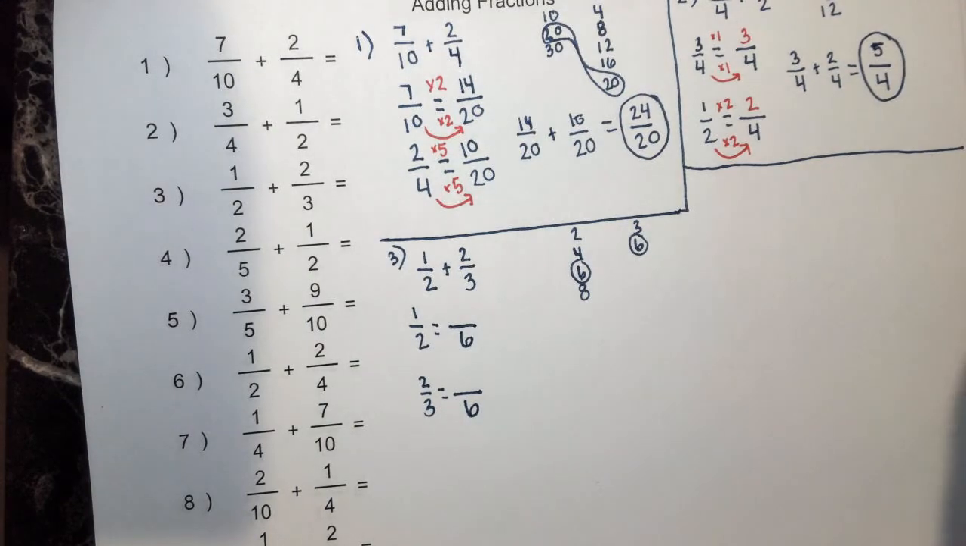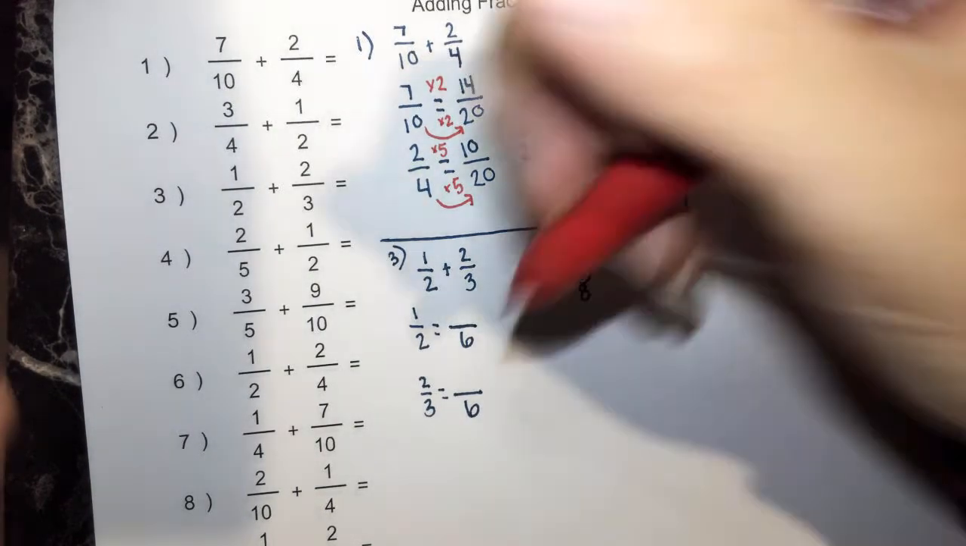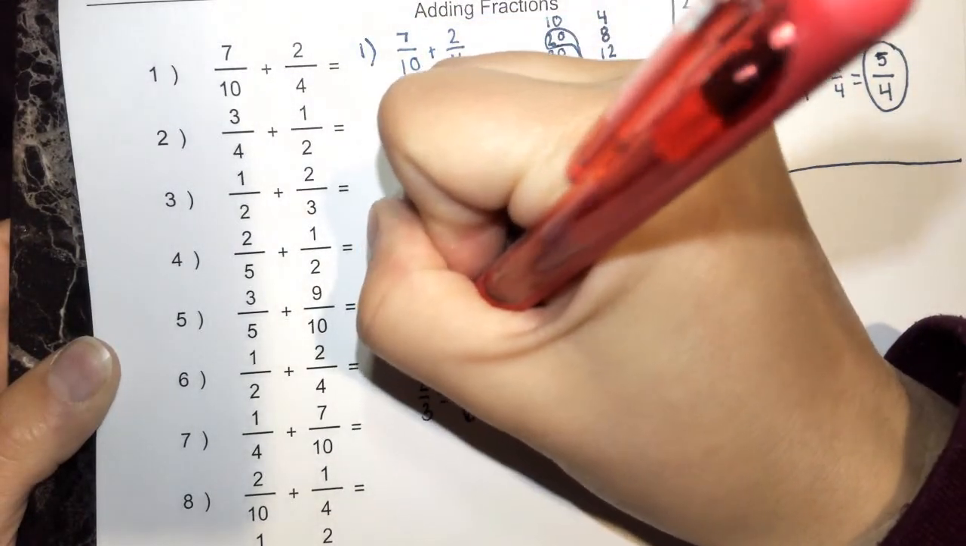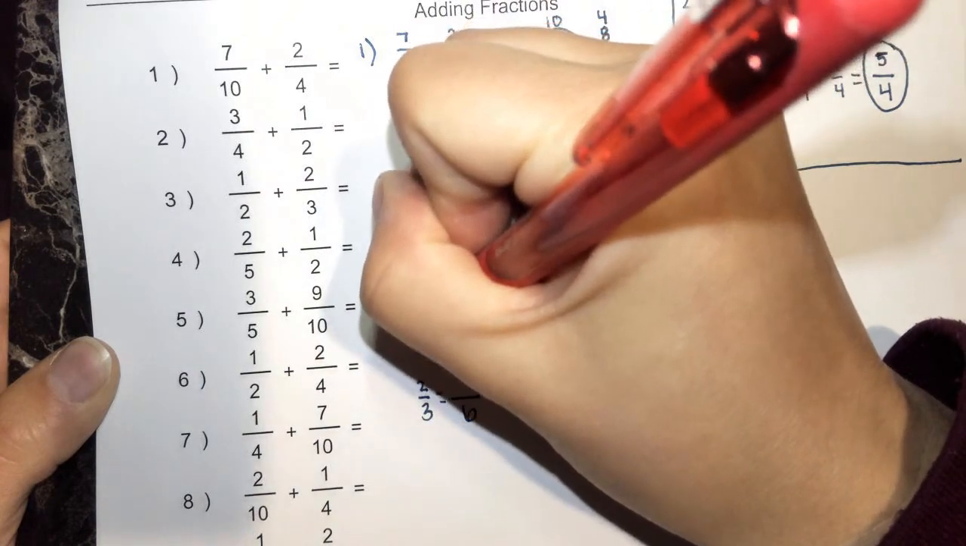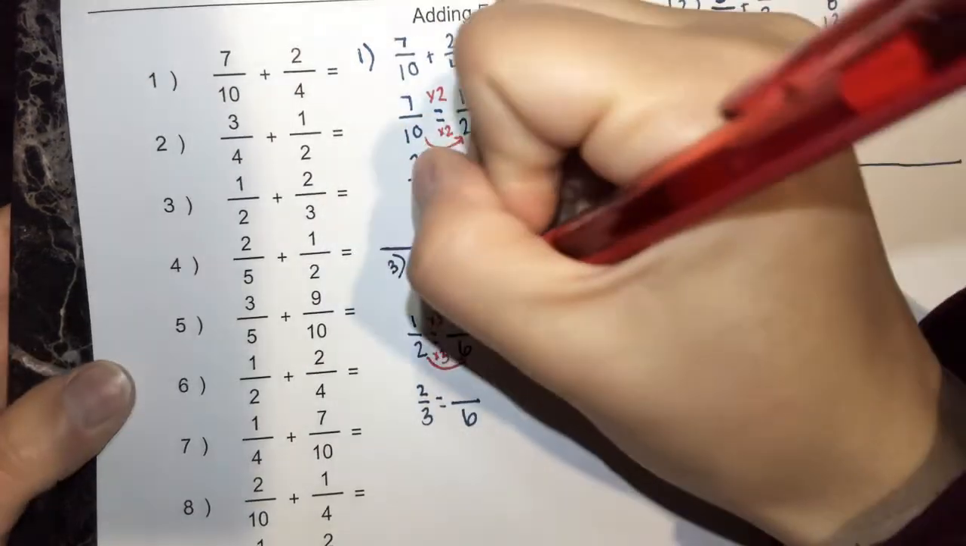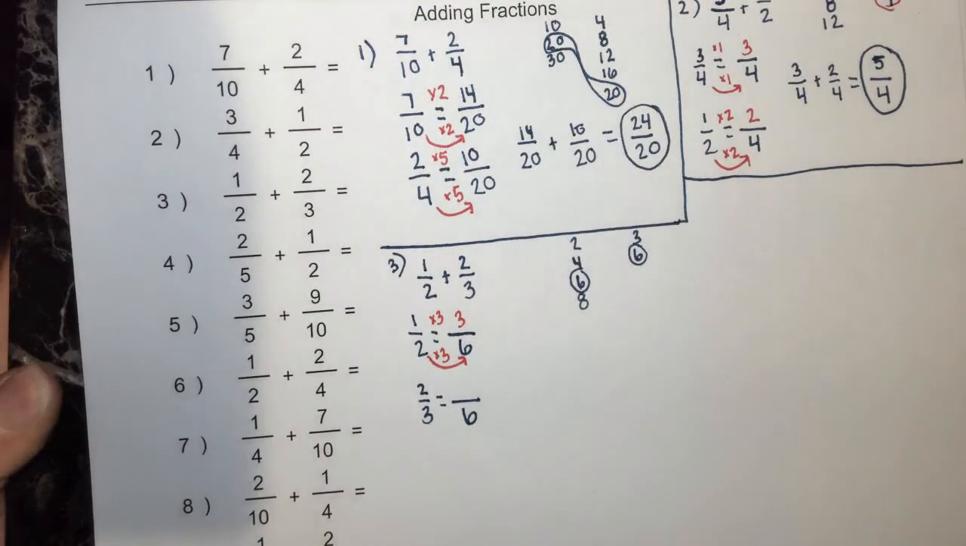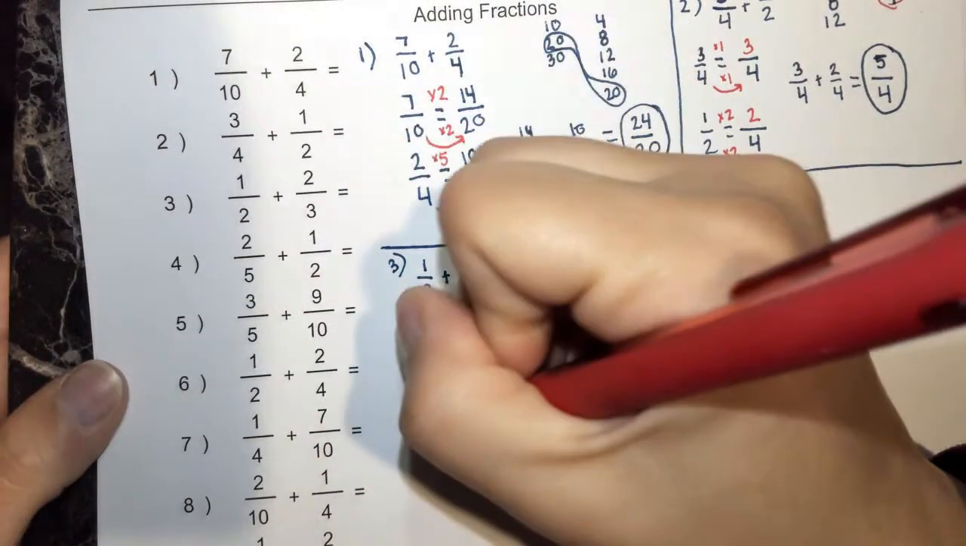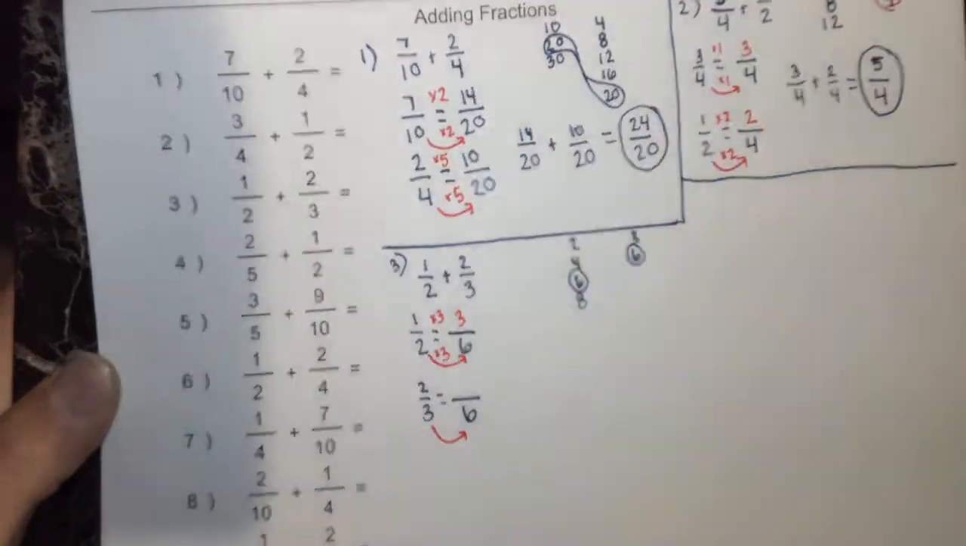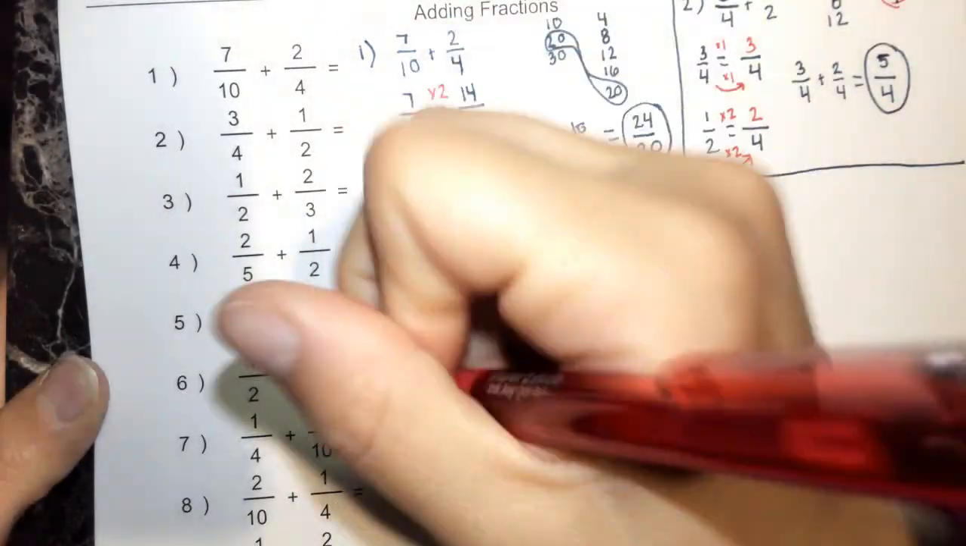And then you're going to find, how do I get from 1/2 to 6? How do you get from 2 to 6? You're going to see it's 2 times 3 and 1 times 3. 1 times 3 is 3. So you have 3/6. And then you're going to do 3 times what is 6? And you're going to see it's 3 times 2 is 6. So 2 times 2 is 4.